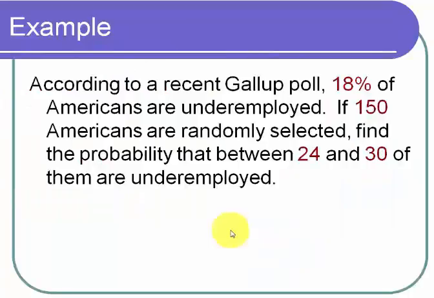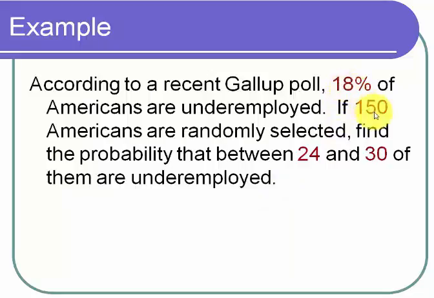Okay, so here's the final example I have for you today. According to a recent Gallup poll, 18% of Americans are underemployed. If 150 Americans are randomly selected, find the probability that between 24 and 30 of them are underemployed. Okay, so a couple things.